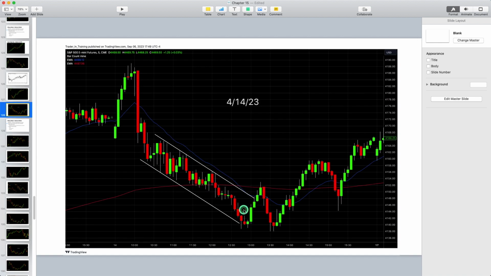Here's another example. Tight channel. We get the first break of the tight channel. Now this had a lot of buying pressure earlier in the day, so it could be a trending trading range day. It could be a doji day. It could test the open of the day. So there are a lot of reasons why this might bounce.